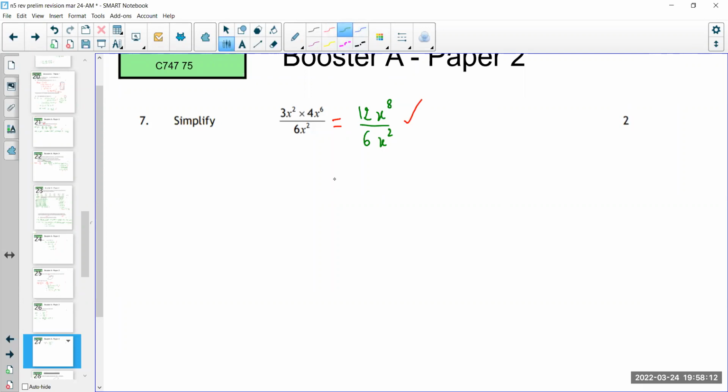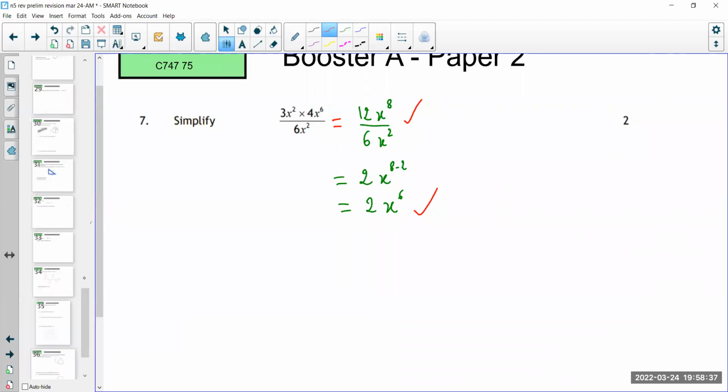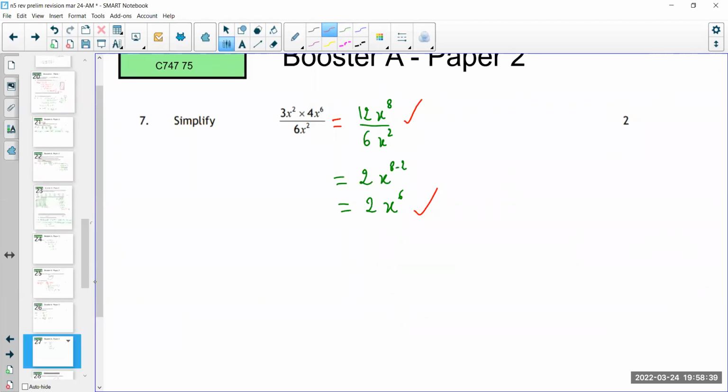Now to get your second mark, 12 over 6, that's 2. X to the power 8 minus 2. X to the power 6. Second mark. Okay. Any question on that?